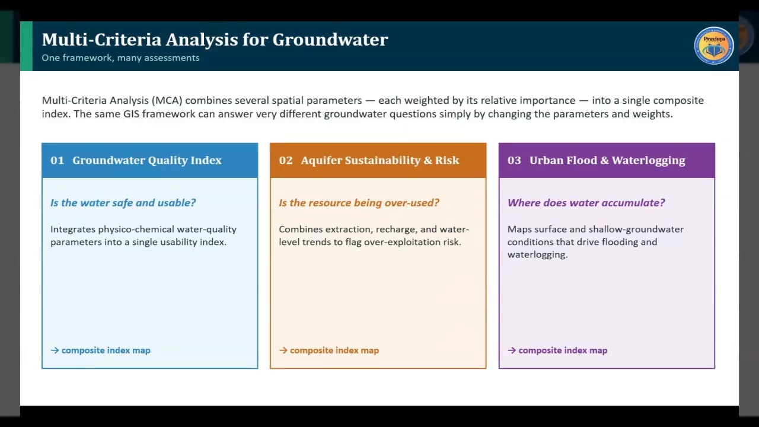The same is true also for sustainability and also for flood risk. Every meaningful groundwater question is multifactorial. There are always several things which are acting together. So multi-criteria decision analysis is simply a structured way of combining those several factors into one interpretable answer. We take several thematic layers, several maps, and we weigh each one by how important it is, and we blend them into a single index. That index is something a planner or a policymaker can actually read and act on.